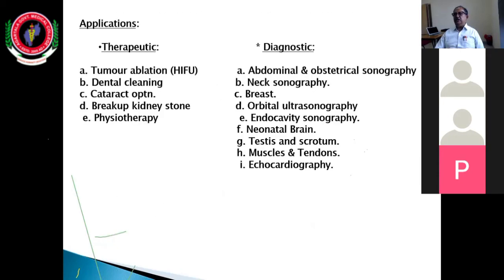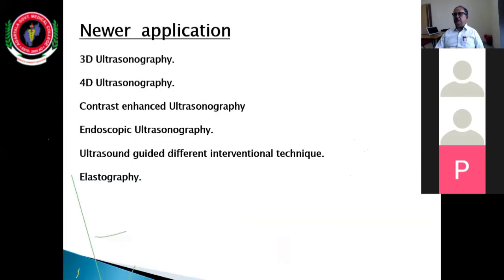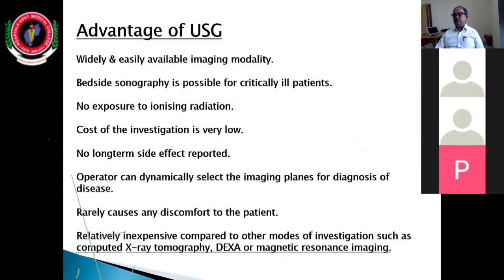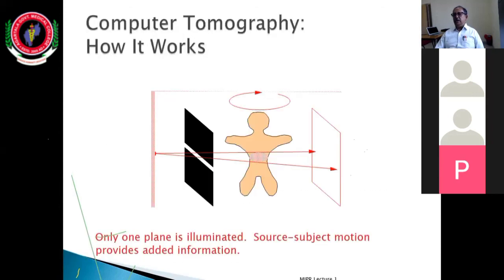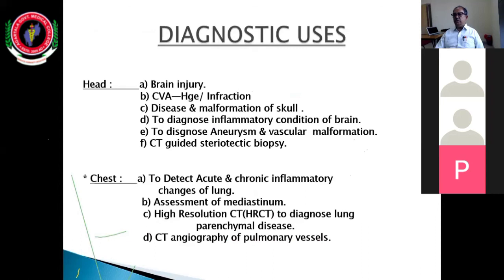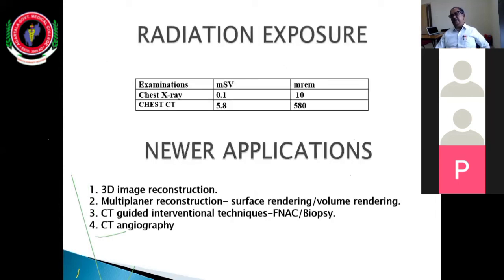Like that, for CT also you can write down the history of the CT scan. What is the CT scan? Definition of the CT scan. What is the basic principle of CT scan? What are the parts of the CT scan machine? How are the images produced? What are the diagnostic uses of CT scan? Advantages and disadvantages of the CT scan, radiation hazards of CT scan, and newer applications of the CT scan.